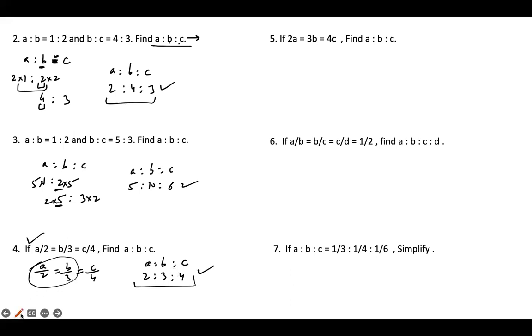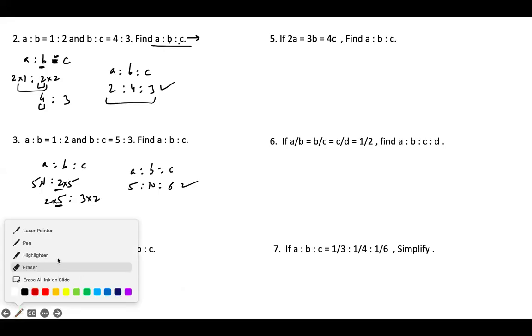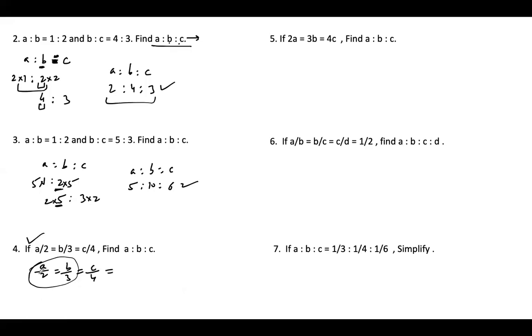The other way could be you know that this upon this is same as this upon this is same as this upon this. Let's say this ratio is equal to some value k. So can I write A by 2 is equal to k? So A is equal to 2k. Similarly, B by 3 is equal to k. So what is the value of B? 3k. Similarly, C is equal to 4k. So A ratio B ratio C is nothing but 2 ratio 3 ratio 4.